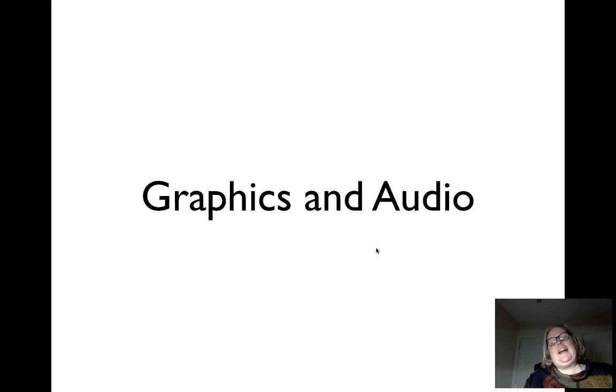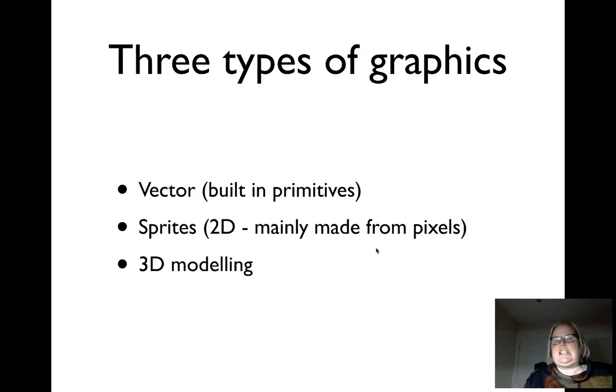So what kinds of graphics and audio are there, and what should you think about when choosing your graphics and audio? There are really 3 types of graphics. They're vectors, which use the built-in primitives, things like circles, lines, triangles, rectangles, all these sorts of things. There's sprites, which are 2D and are usually made from pixels. And there's 3D modeling, which speaks for itself. It's creating a 3D model of a world.